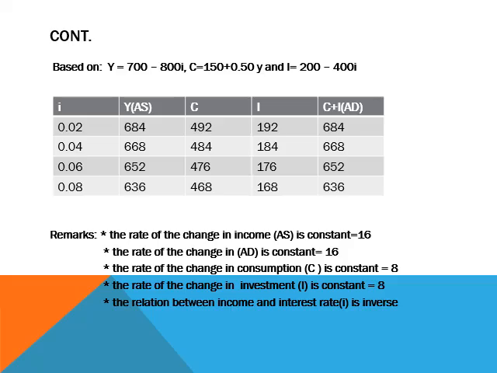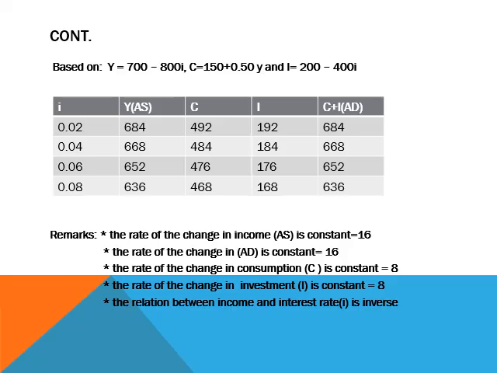The higher the interest rate, the lower the income. When the interest rate equals 0.2, the level of income equals 684.